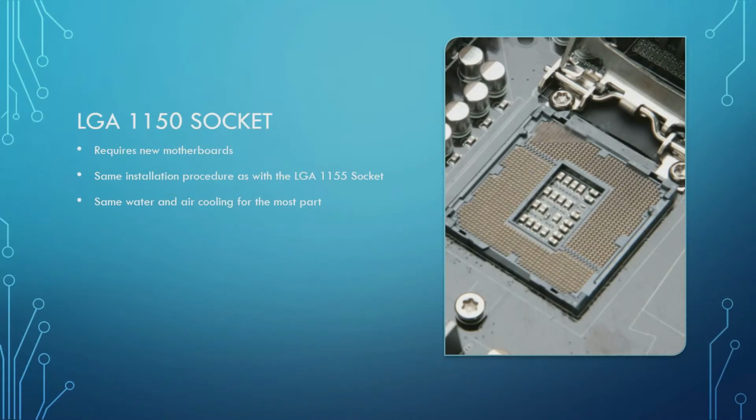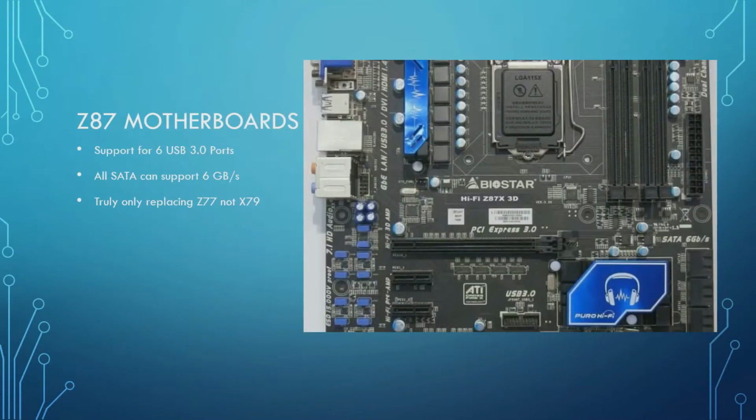So that's good. You do have to buy a new motherboard without any doubt, but at least you don't have to buy new cooling stuff for the most part. It's running off of Z87 motherboards, which allows for support for 6 USB 3.0 ports natively. There were other options from companies like ASUS that allowed for around 6 or more before, but now natively on all motherboards you can reach 6 USB 3.0. All the SATA ports can now support 6 gigabits per second, whereas only half of them could before.